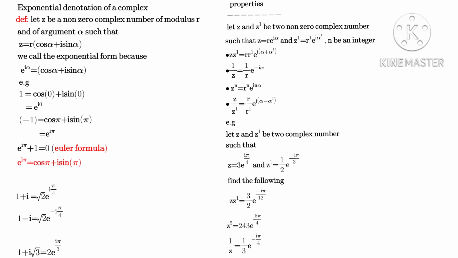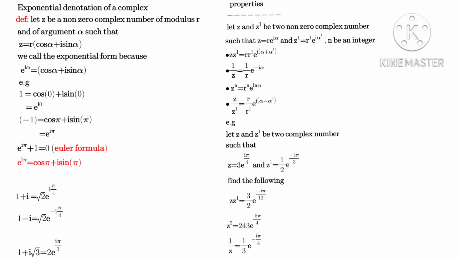We have the properties: z and z prime be two non-zero complex numbers. So z times z prime will give us r times r prime e raised to power i open bracket alpha plus alpha prime. Same as 1 over z is 1 over r e raised to power minus i alpha. Then for z raised to power n, that's r raised to power n e raised to power i n alpha. For z over z prime, that's r over r prime e raised to power i alpha minus alpha prime. So we have some examples there as well.